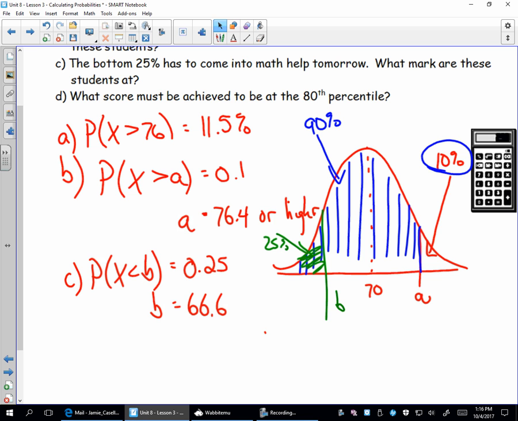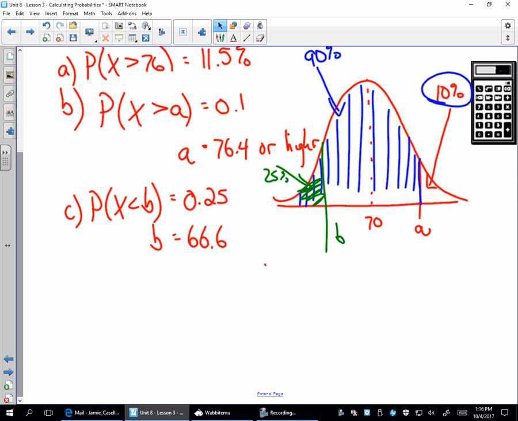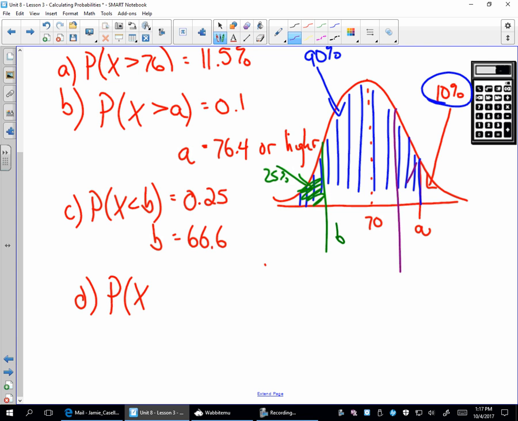What score must be achieved to be at the 80th percentile? Well, a percentile is basically the same thing as saying a cutoff value or a percent. If I want to be at the 80th percentile, that means there should be 80% of data here and 20% over here. That's the cutoff between them, the 80th percentile. So if I call this one C, really what I'm asking is what probability, being less than C, comes out to 80%? Again, an inverse norm question.